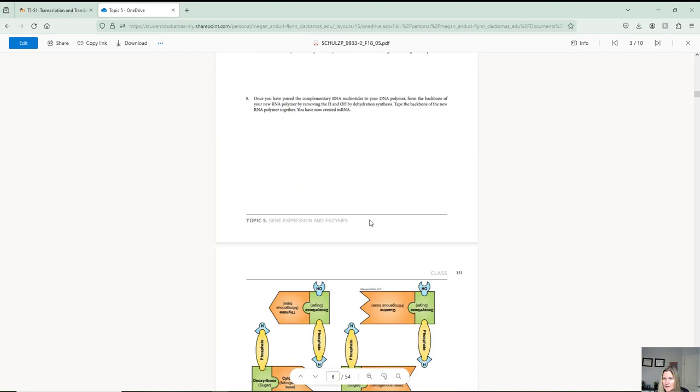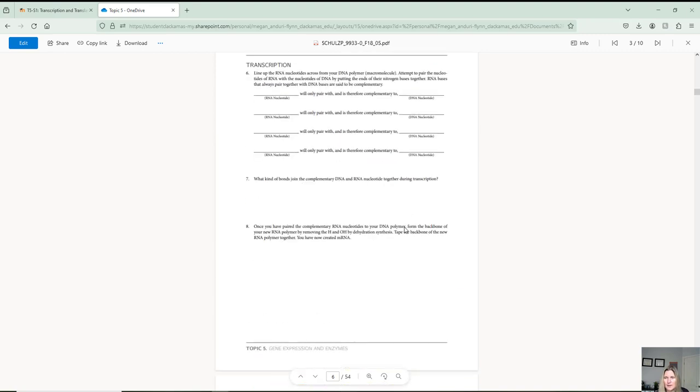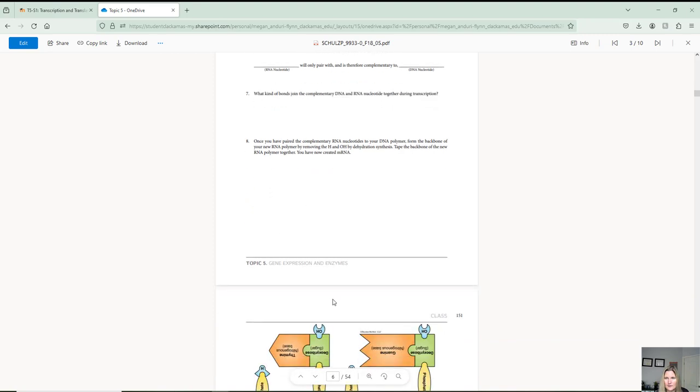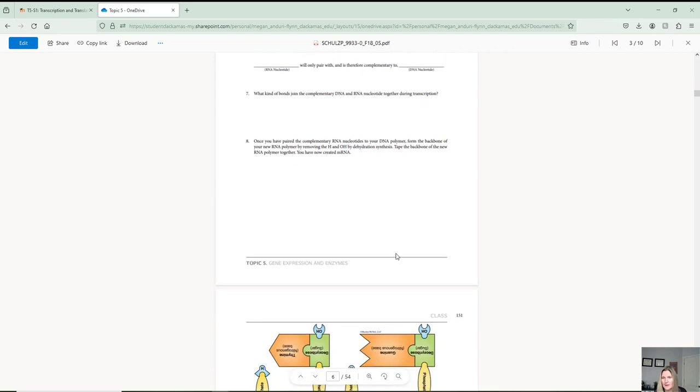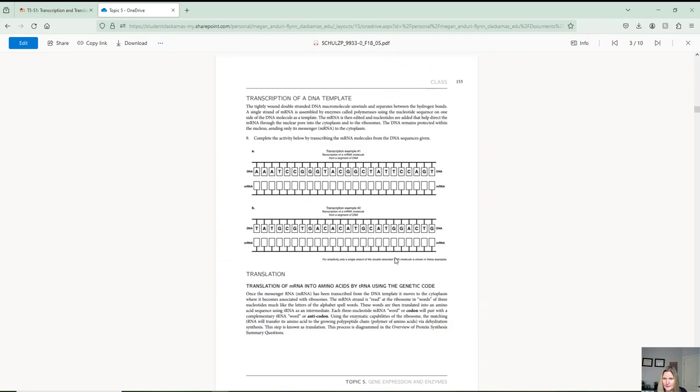And then we'll learn about transcription from your textbook and understand how we're transcribing using a DNA strand and taking that strand and transcribing it onto an RNA molecule and how that occurs. Okay. So you get some practice with that.